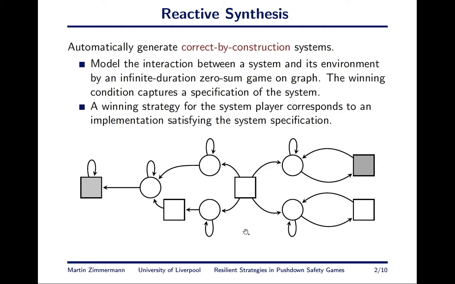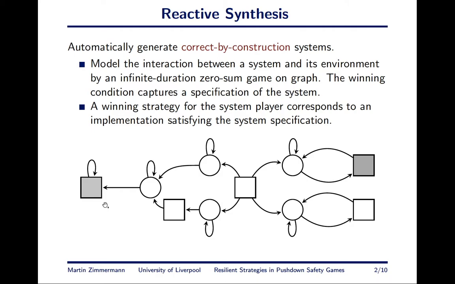And in the following, we will call the system player player 0, so the circle player is player 0, and the square player representing the environment is player 1. Okay, so the graph captures the possible interaction between these two agents. And then we have to specify the winning condition. And here we have a very simple one. We consider safety, saying there are certain bad states, the gray ones here, that should be avoided.